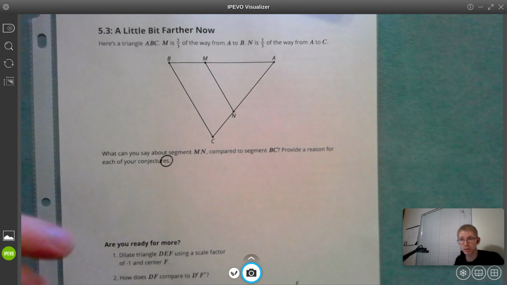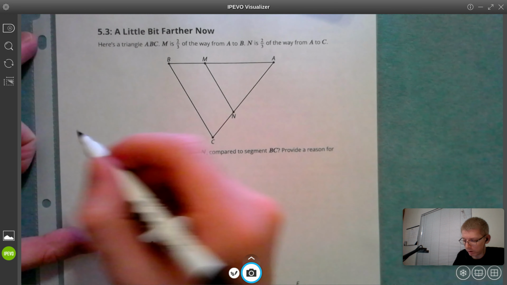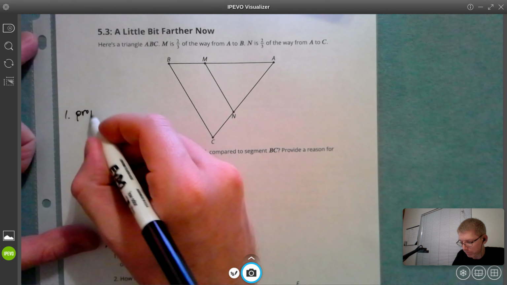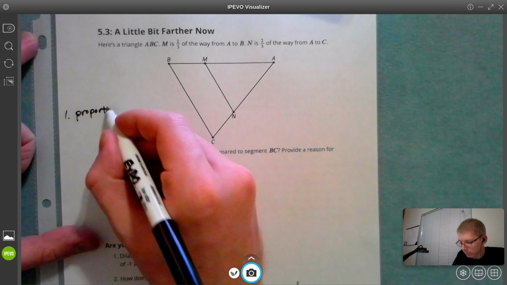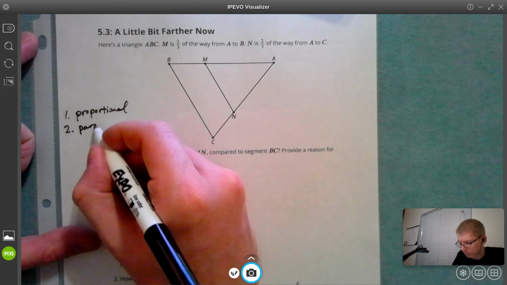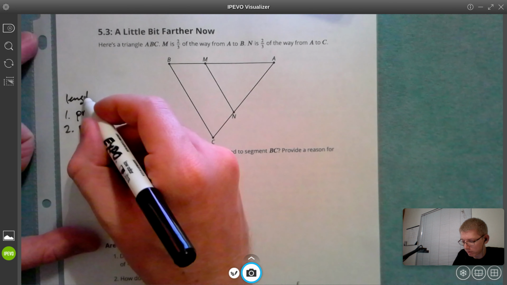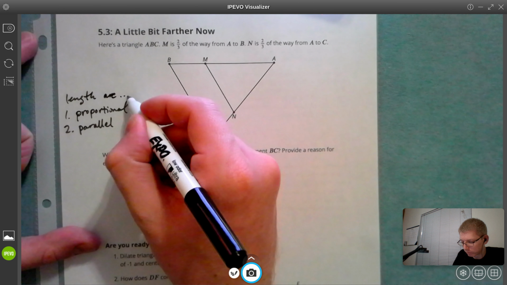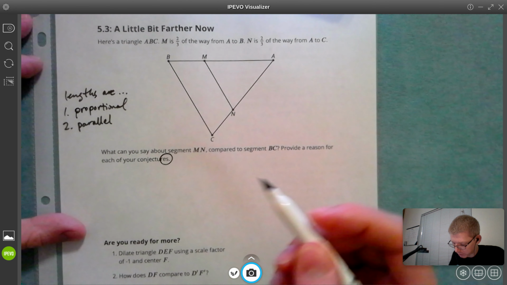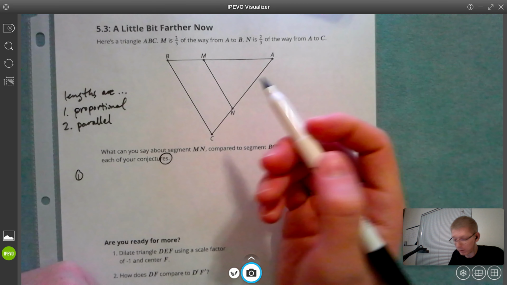The two things that we know about lengths of dilated figures is that one, they are proportional, and two, they are parallel. Okay? So let's put up here lengths are proportional and parallel. Lengths with an S. Okay, so our first thing is we can write some equations.